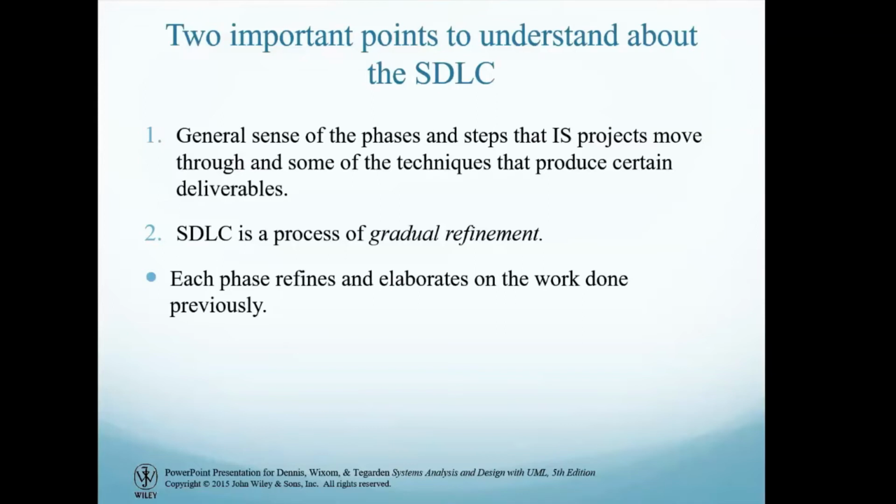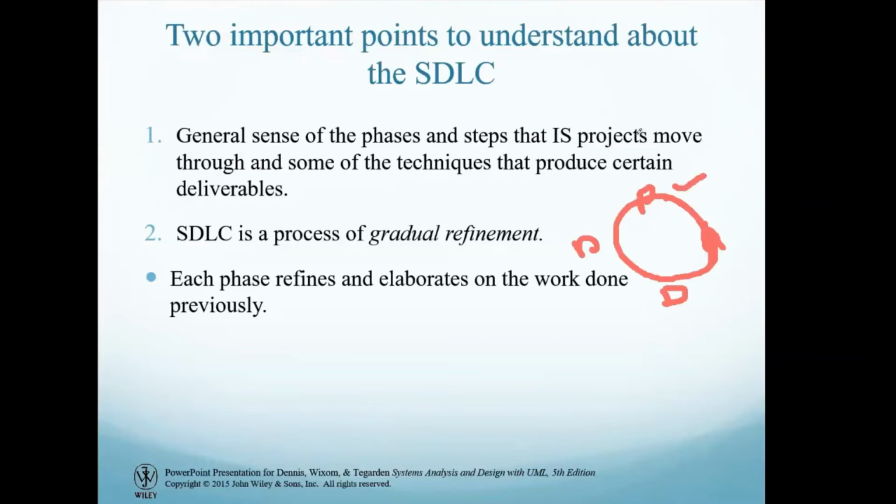The second point is that the system development life cycle is a process of gradual refinement. Note this point, this is a very important word. Gradual refinement means that we are going through planning, analysis, design, and then development. It's like a clockwise process. So it doesn't mean that whatever we plan the first time is complete.